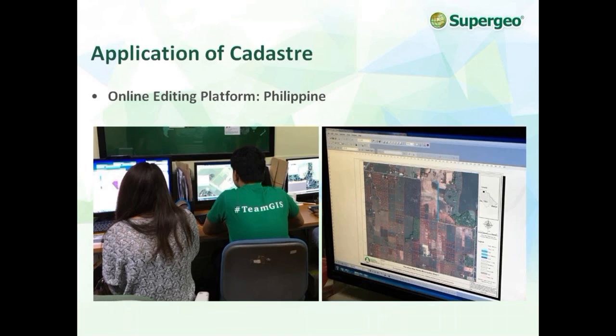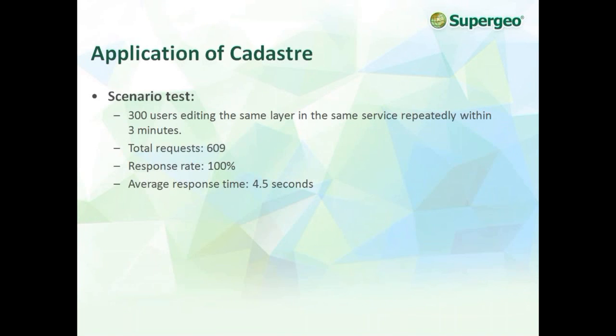And for them, we have done a performance test, and the scenario is that we have 300 users just like them, and 300 users are editing the same layer in the same service within 3 minutes. In this scenario, our SuperGIS server received a total of 609 requests, and all the requests were responded to by the SuperGIS server in less than 5 seconds.